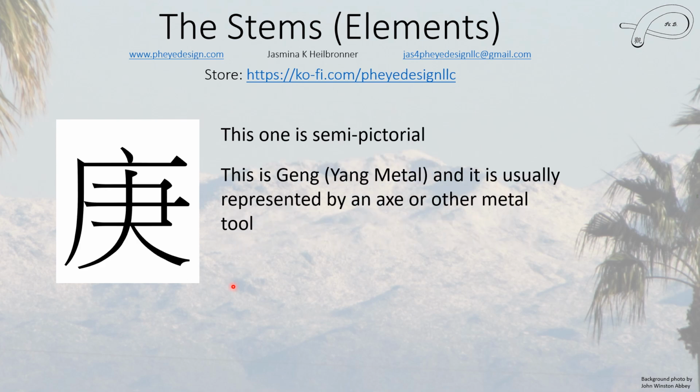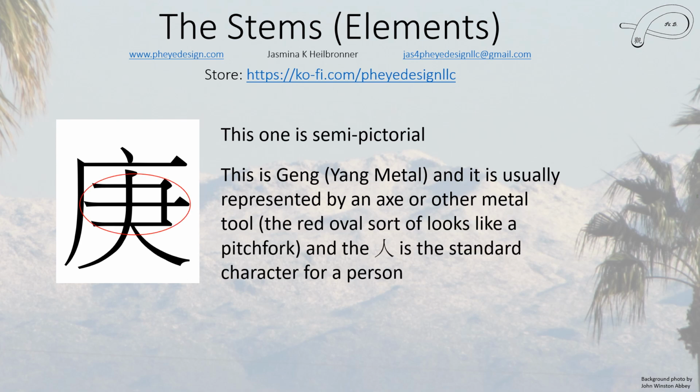So now this one is also semi-pictorial. This is Gung, Yang metal, and it's usually represented by an axe or other metal tools. So this is the strong metal. Now to me, this thing looks like a pitchfork. And this here is a person. So this is a person carrying a pitchfork. So this makes me think of tools. So I know this is Yang metal. So this is how I remember it.